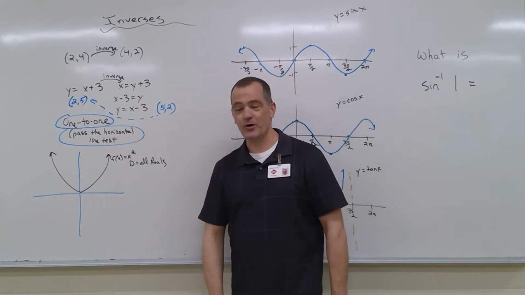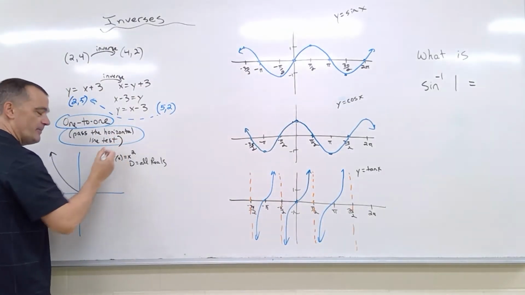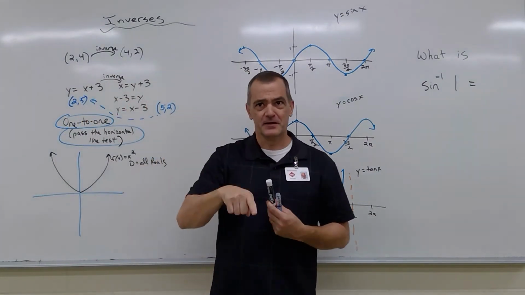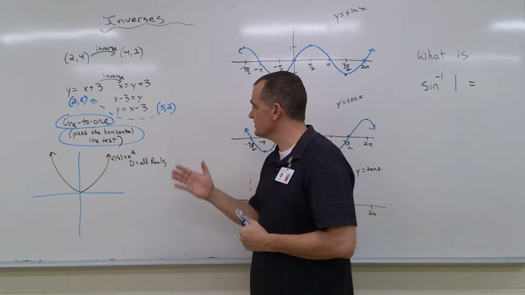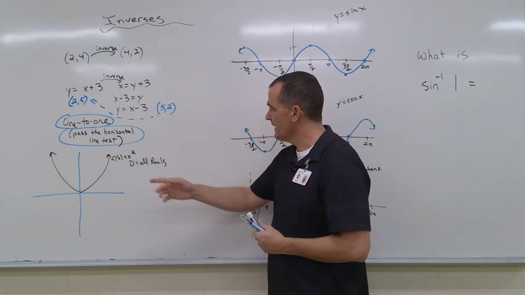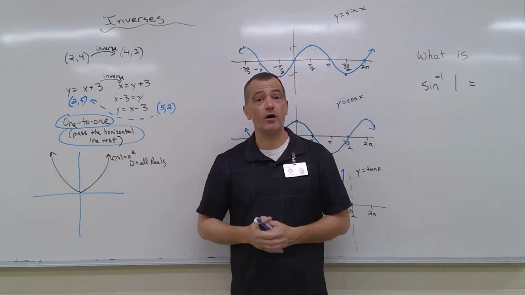It must pass the horizontal line test. So you might be asking yourself, well, I remember the vertical line test. Well, that was to determine whether something was a function. The horizontal line test is to determine whether something's one-to-one. And what I have here is f of x equals x squared, which has a domain of all reals.